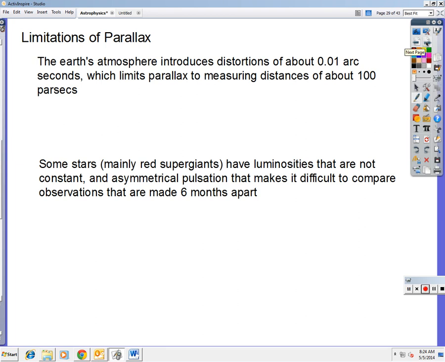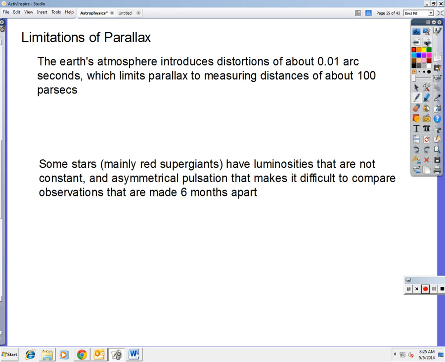Now, parallax is a very useful technique, but it is highly limited. First off, there's the Earth's atmosphere, which introduces distortions equal to about 1/100th of an arc second. And that's basically what twinkling is. Stars twinkle, they appear to move a little bit. It's due to the light going through the atmosphere and getting distorted.